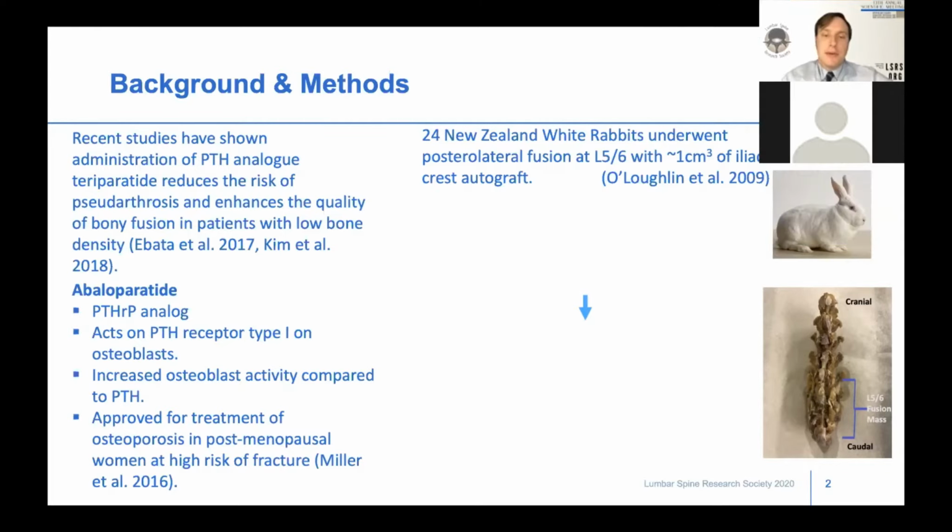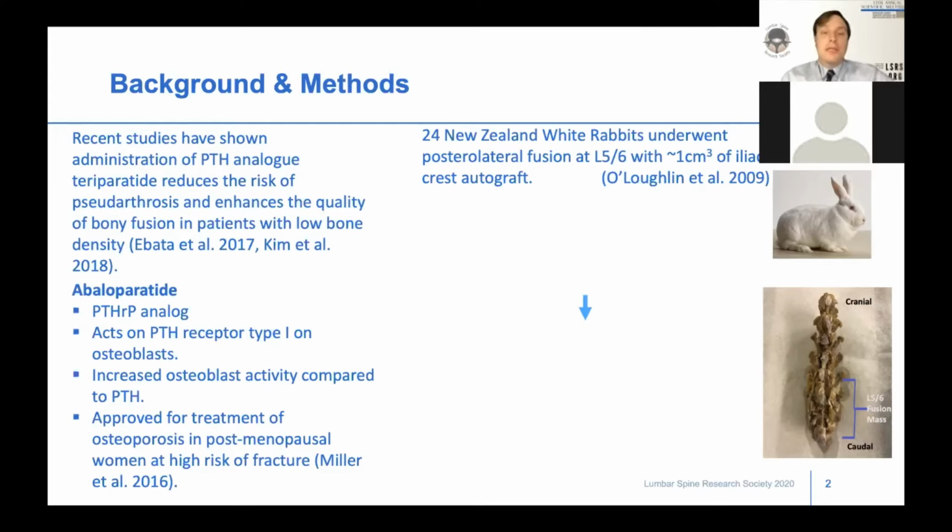In our study, 27 adult rabbits underwent posterolateral fusion at L5-6 with iliac crest autograft. Starting on post-op day 4, the rabbits received daily subcutaneous injections for a total of 6 weeks, and half of them received abaloparatide and half received a saline injection. The rabbits were sacrificed, the spines were dissected, and the fusion site volume and trabecular microarchitecture were analyzed.